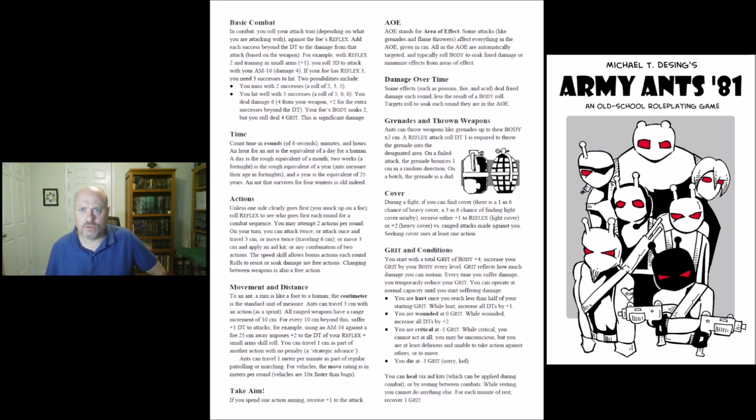Grit and condition, your grit is going to be your hit points pretty much. You start with a total grit of body plus 4, and you increase your grit by your body every level. And there's a skill you can get that can do it even better, to get more of those. So when you're hurt, you're going to increase all your DTs by plus 1. Again, very much like the White Wolf system. When you are at 0 grit while wounded, you're going to increase your DTs by plus 2. And then you're critical at minus 1 grit, you're pretty much unconscious.